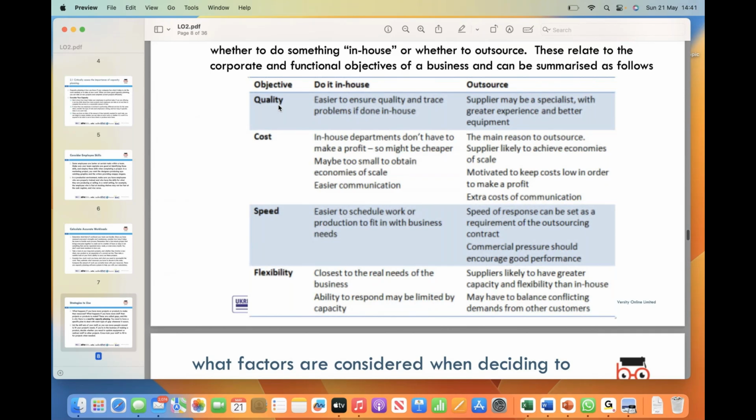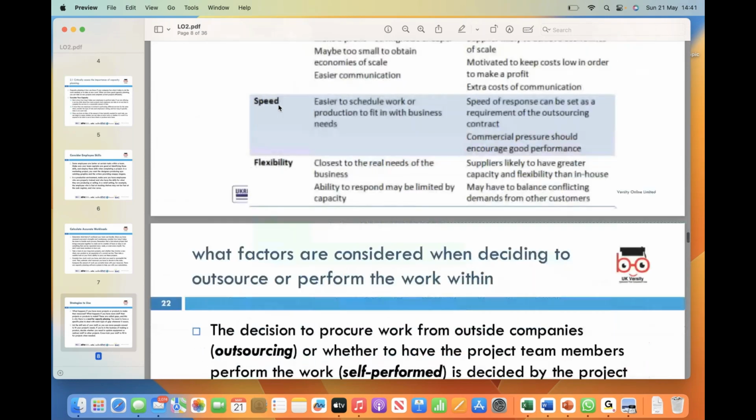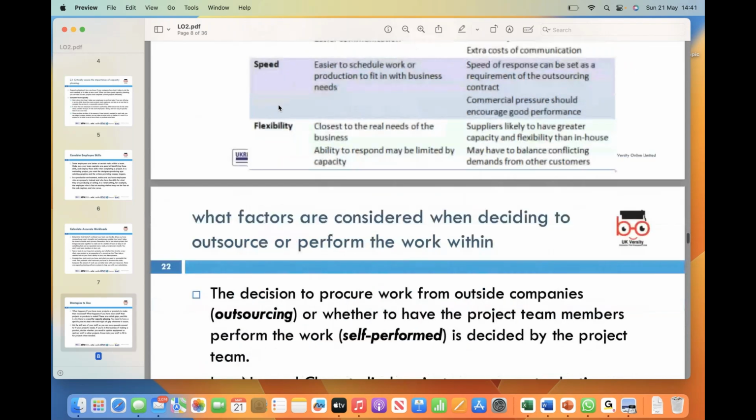Flexibility is a consideration that should not be overlooked. The project team needs to assess the level of flexibility required for the work. Outsourcing may provide greater flexibility in terms of resource allocation, while self-performing may offer more control and adaptability within the team.